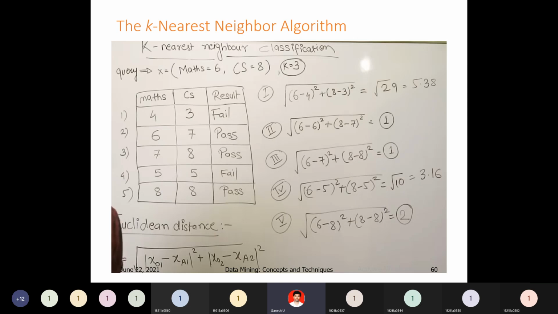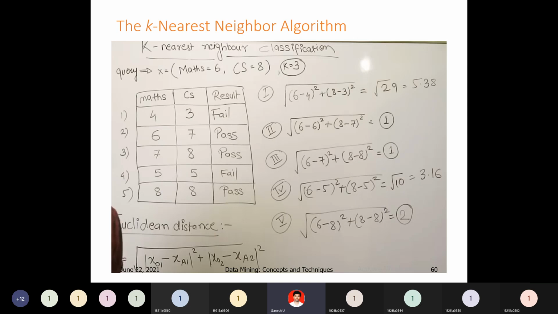Okay. So what we have to do now? We have 5 students given now. For 5 students, in maths they are having a value, and in computer science also they are having a value. The value is nothing but the points they get. In maths, how many points they get? In computer science, how many points they get? So finally, what is the result? So that we can see.